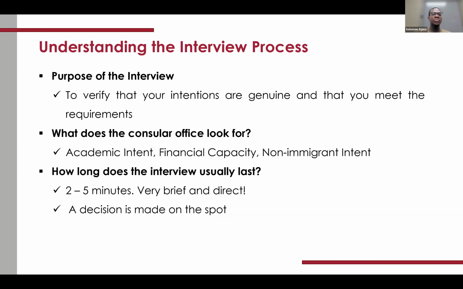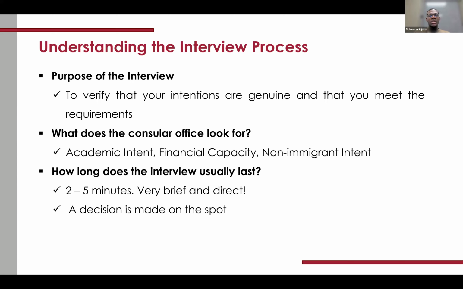Now, understanding the interview process is very important. There are three major segments. I sort of sectioned it into three bullet points. The first is the purpose of the interview. Why exactly is there a need for a visa interview? Basically, it's for you to establish that your intentions are really genuine, and that you meet all the requirements that are requested. So if you have this at the back of your mind, it will help you when you're preparing for your interview.